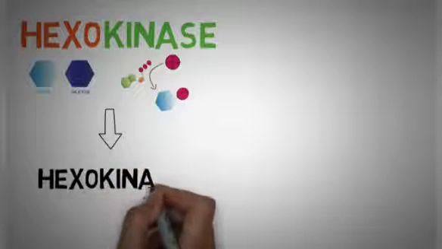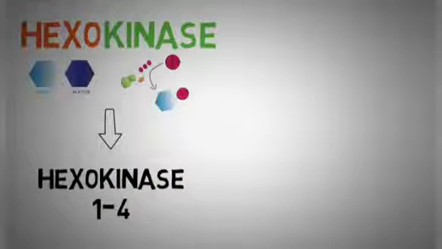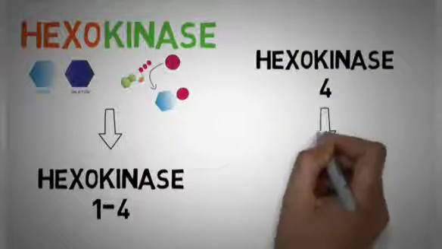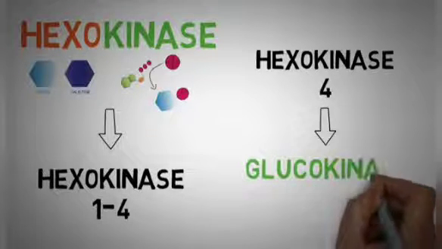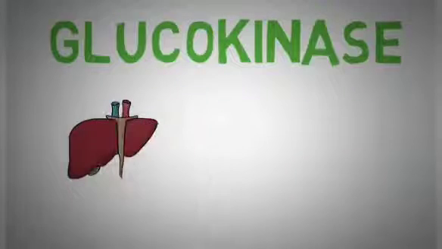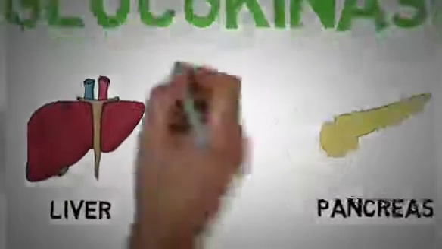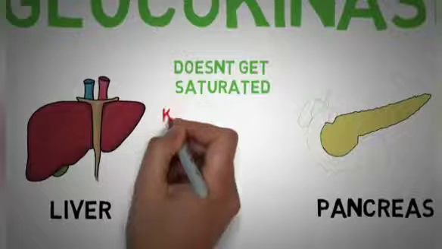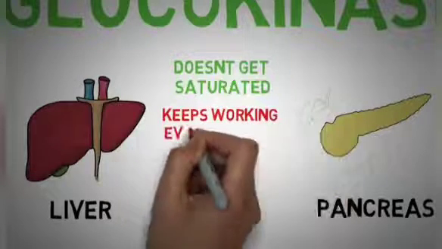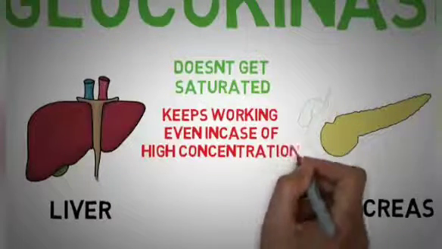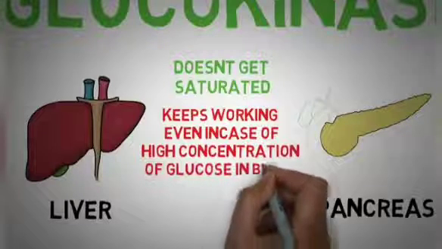Now the enzyme hexokinase has 4 subtypes named 1 to 4, and the number 4 is known as glucokinase. Number 1 to 3 are found in most of the cells in our body, but the 4th type of hexokinase, known as glucokinase, is specially located in the liver cells and the beta cells of pancreas. The 4th type of hexokinase is different from the rest 3 in a sense that it doesn't get saturated easily, meaning it can keep working even if there is a large concentration of glucose in the blood.